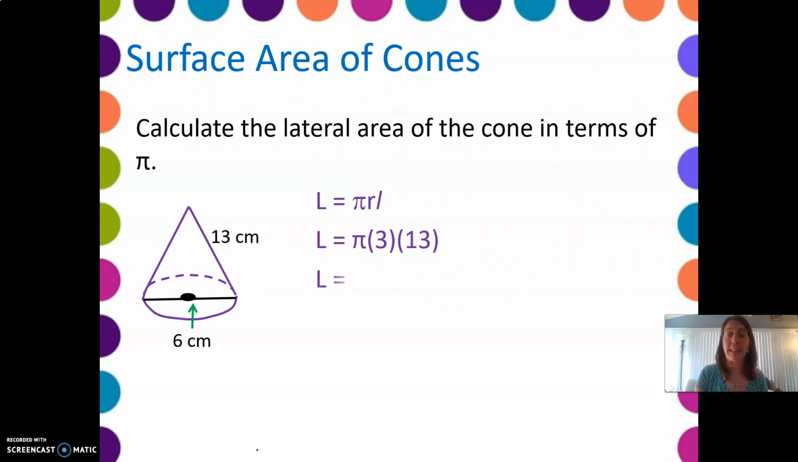So 3 times 13 gave me 39, and my final answer for the lateral area would be 39 pi, again leaving it in terms of pi, and our label here is centimeters squared. So lateral area, just what you have going around the side of our cone.